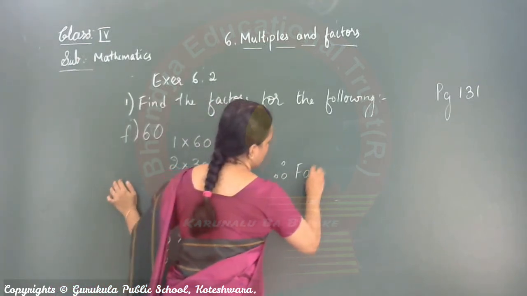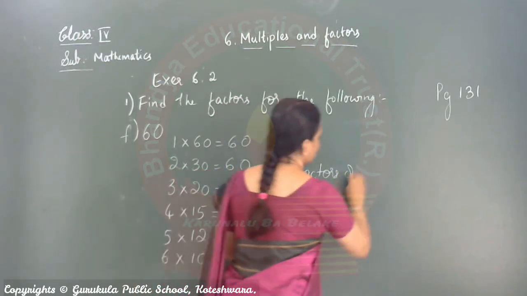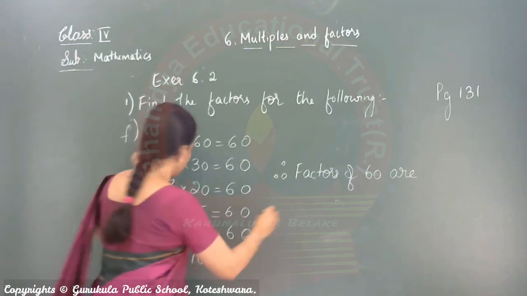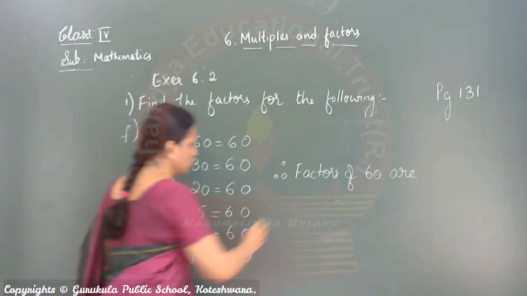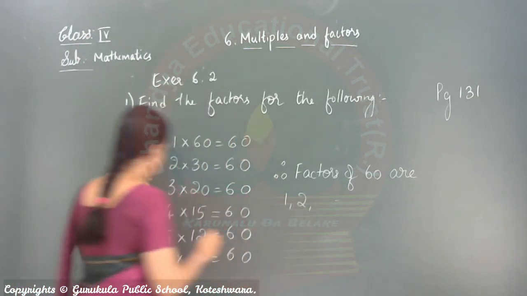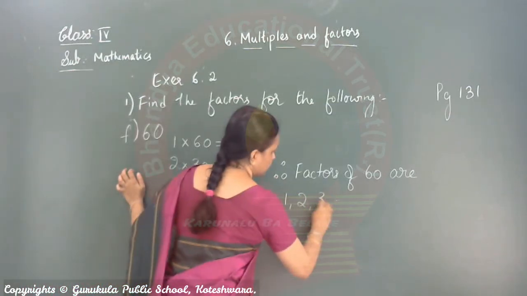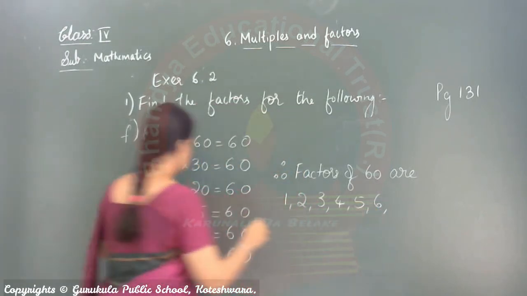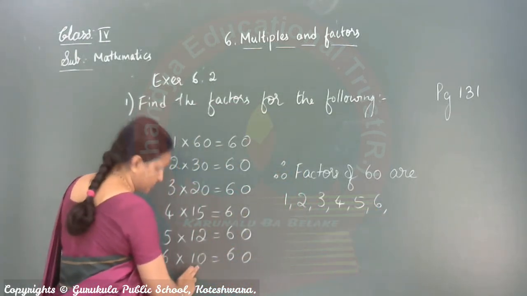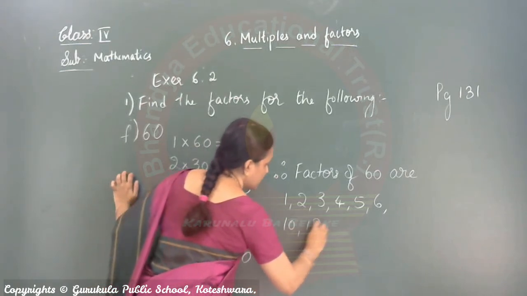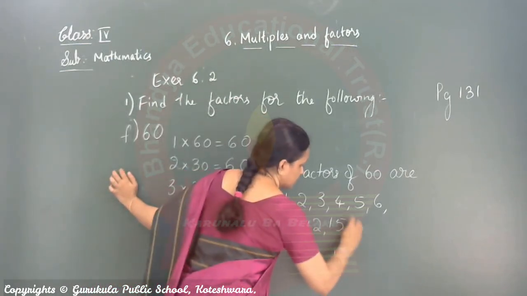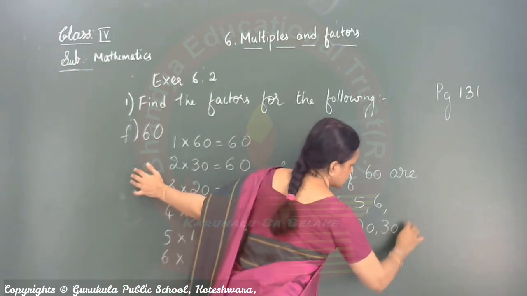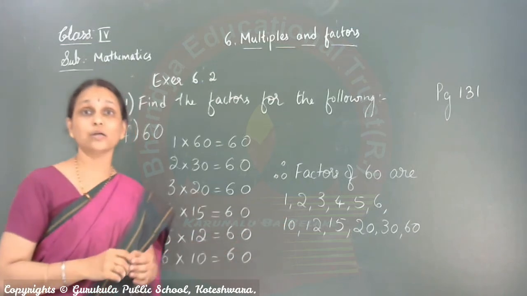Therefore, factors of 60 are. Write down all the factors from left side first, as I told you. Otherwise, you will miss the numbers. 1, 2, 3, 4, 5, 6. Again from down, from here: 10, 12, 15, 20, 30 and 60. See, so many factors you have for 60.